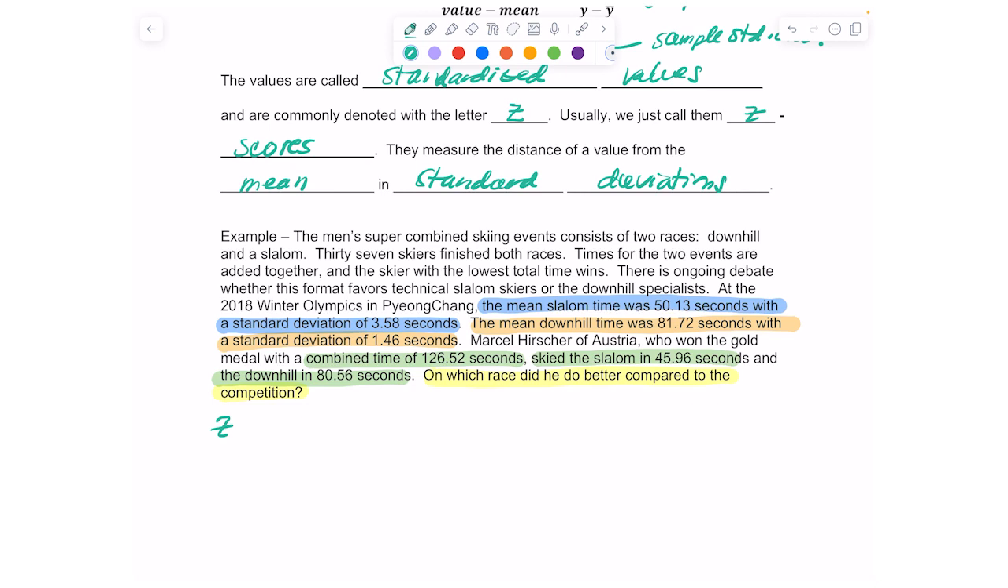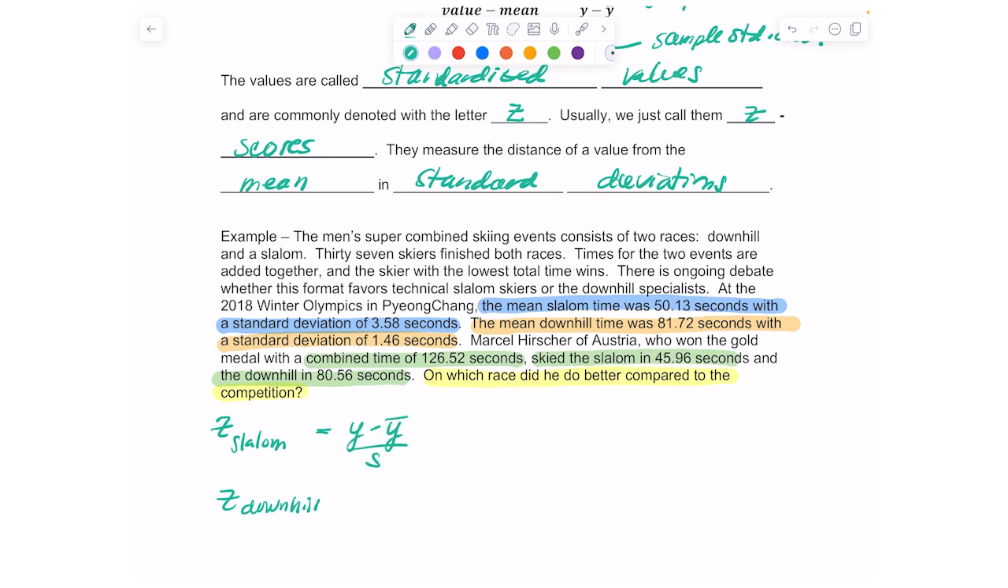So the first thing I'm going to find is z, and then a little subscript to kind of separate the two. We're going to have to find z slalom and then z downhill. So you can just call it like zs and zd if you wanted to show the difference. So how do I find a z-score? Remember, it's the value minus the mean divided by the standard deviation.